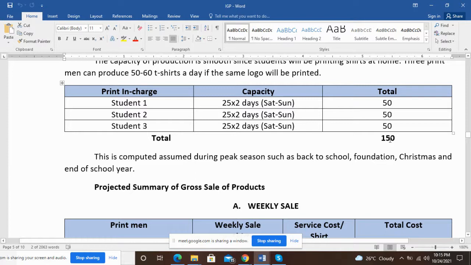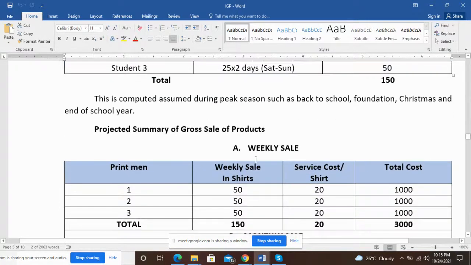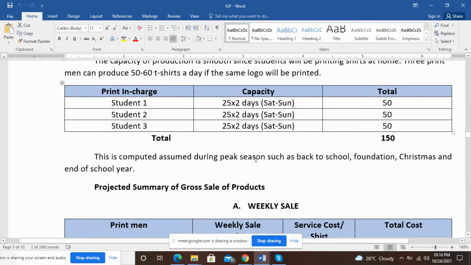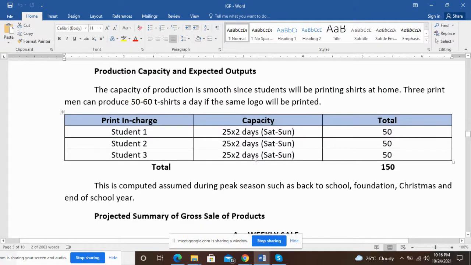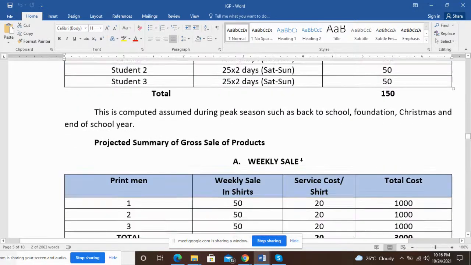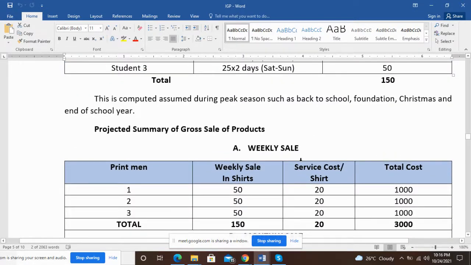Okay, so this is computed assuming, of course, peak seasons. So it's better when you're going to have computations of capacity and expected outputs with your IGP, you should think of the most peak or the largest sale that you could get. Okay, because it's just an assumption.